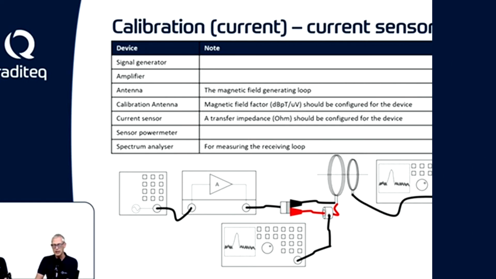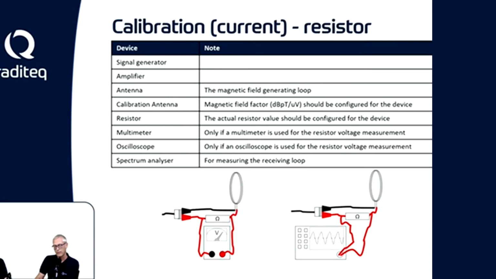The calibration antenna is used for the exact and actual measurement of the magnetic field. And to do an accurate measurement, the magnetic field factor of the calibration antenna should also be specified for that magnetic field antenna. There's also a cable present between the magnetic field calibration antenna and the spectrum analyzer, and that cable can of course also be corrected in the RadiMation software. And the magnetic field factor can also be specified in RadiMation. I will show that later on.